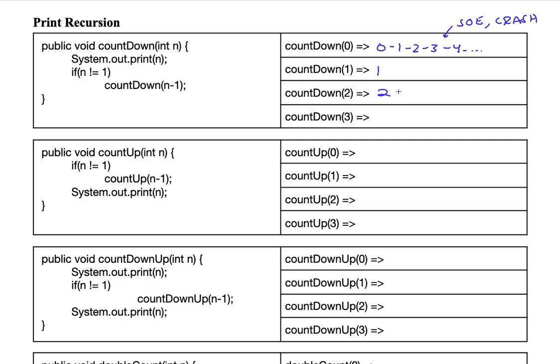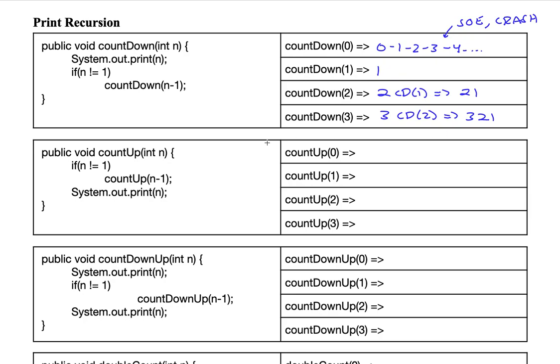So let me actually write that here. We do countdown of 1. And we know that countdown of 1 generates a 1, so our total output is a 2 followed by a 1. If we do countdown of 3, it prints out a 3 followed by a call of countdown of 2. We know that countdown of 2 is a 2 and a 1, so we get 3, 2, 1.